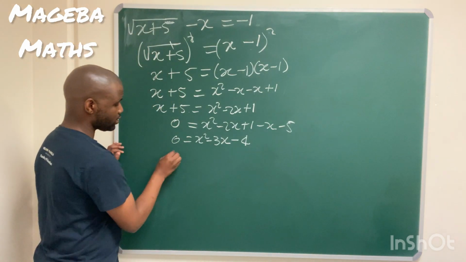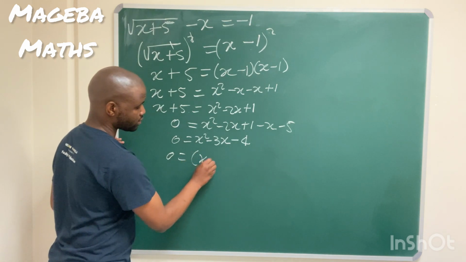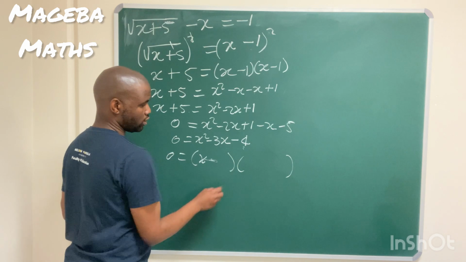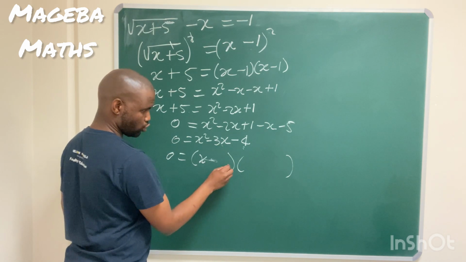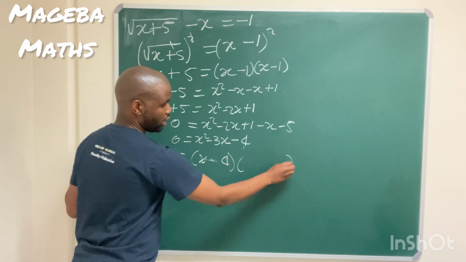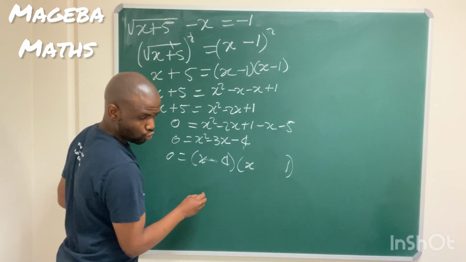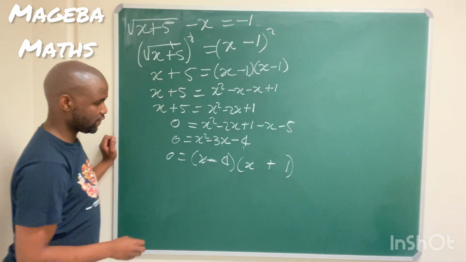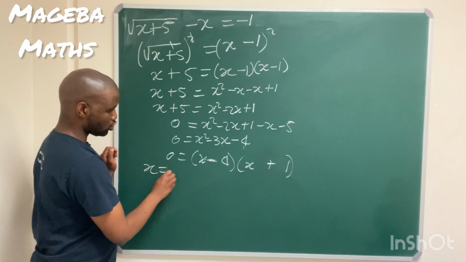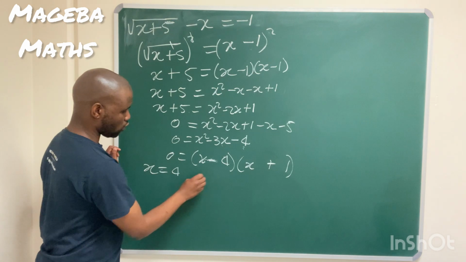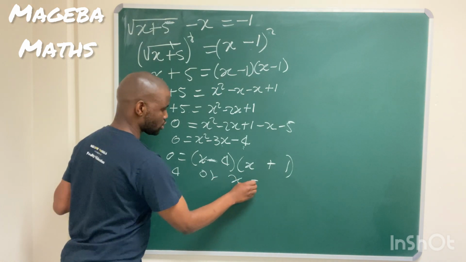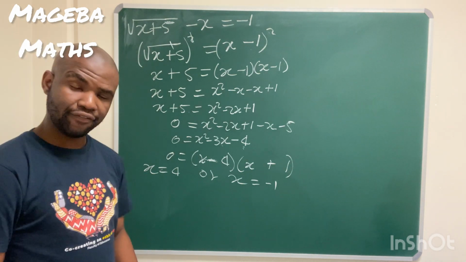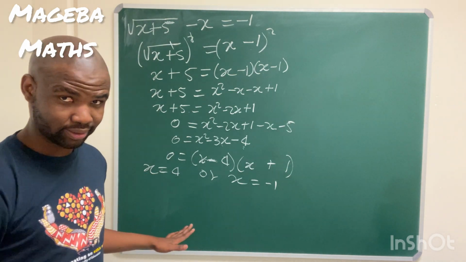Now, factorizing this: 0 equals (x ... )(x ... ). Factors of 4 that give us 3: it's going to be 4 and 1, negative here and positive here. And then my first x is going to be 4, or my other x is going to be negative 1. And then from here, we are not done.